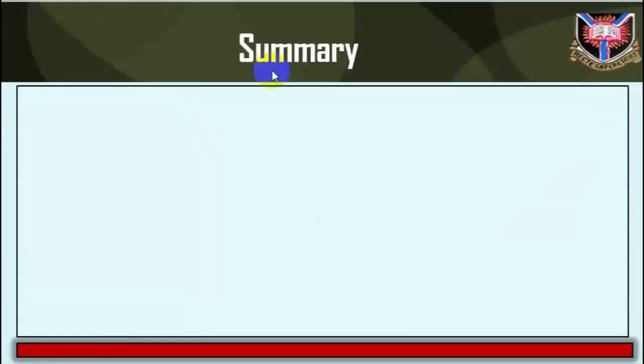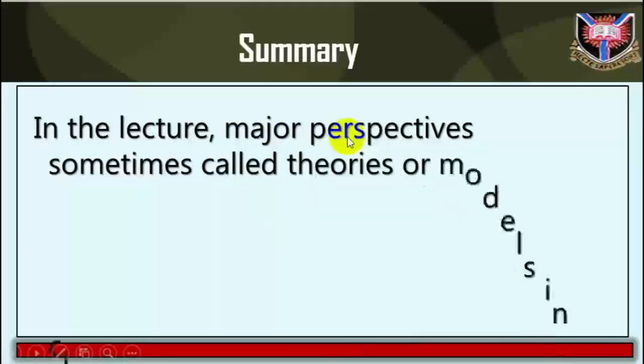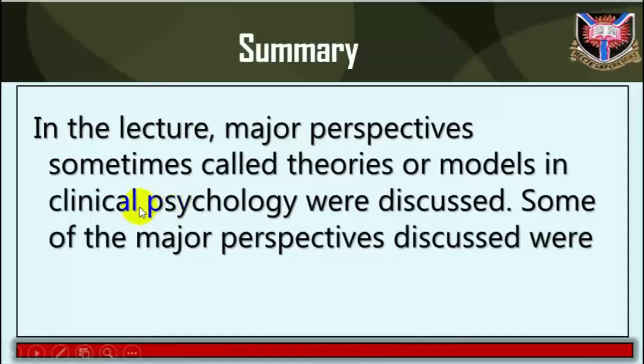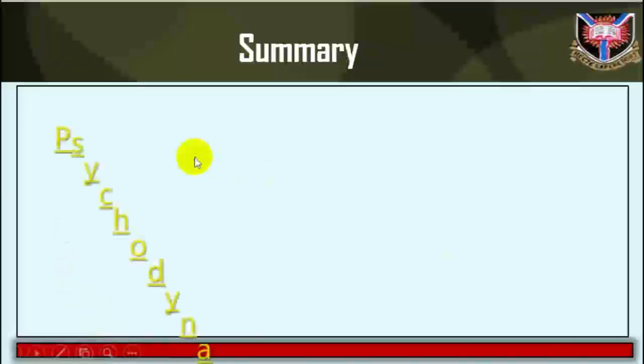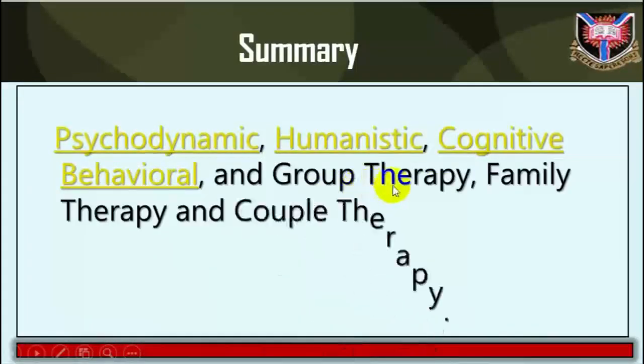Summary. In the lecture, major perspectives, sometimes called theories or models, in clinical psychology were discussed. Some of the major perspectives discussed were psychodynamic, humanistic, cognitive, behavioral, and group therapy, family therapy, and couple therapy.